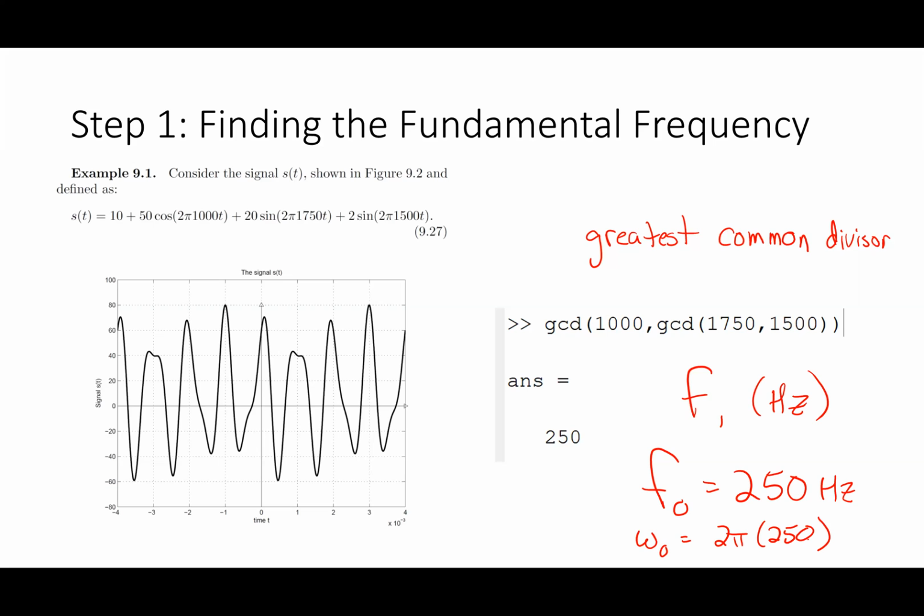All right. So good question. I did it in terms of the F values. This tells me my F naught is 250, all right? And my omega naught would be 2 pi 250, okay? And I usually don't care what that number is, I just say 2 pi times that, okay? Questions up to there?